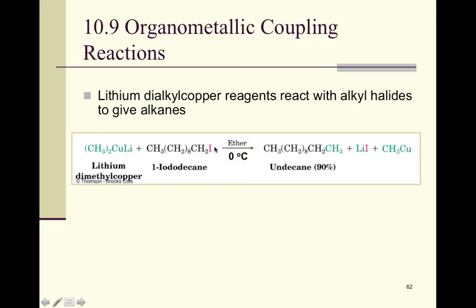Iodine is a great leaving group. So iodine is going to be used quite a bit in these kinds of reactions. It's a big bulky molecule. It's not tightly held. In fact, it's very loosely held to this carbon here, so it's a great leaving group. We're going to have ether at 0 degrees Celsius, and where the iodine was, one of these R groups is now going to attach, and we have two more minor secondary products of LiI, and then that second R group is going to grab onto a copper here.